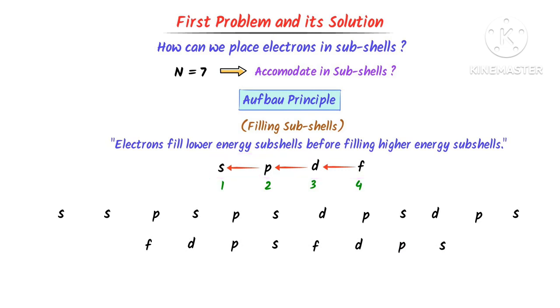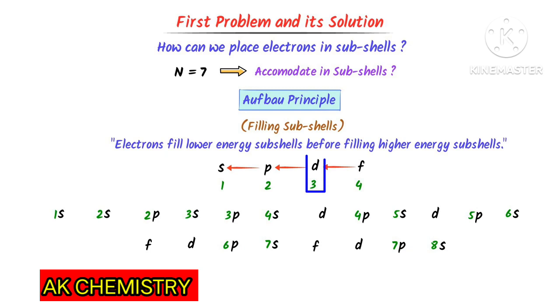We know that S is the first subshell. I will start numbering the S subshell from 1, like 1s, 2s, 3s, 4s, 5s, 6s, 7s and 8s. Secondly, the P is the second subshell. I will start numbering the P subshell from 2, like 2p, 3p, 4p, 5p, 6p and 7p.